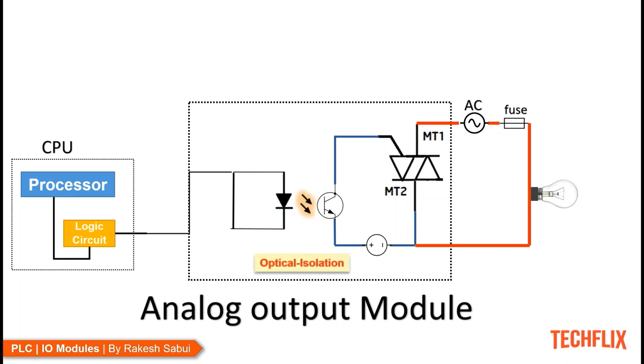This light acts as a gate pulse for the light detecting element, which in turn results in providing gate current to the gate terminal of the TRIAC. So once the TRIAC receives gate current, the AC current can now flow through the TRIAC and power the load.